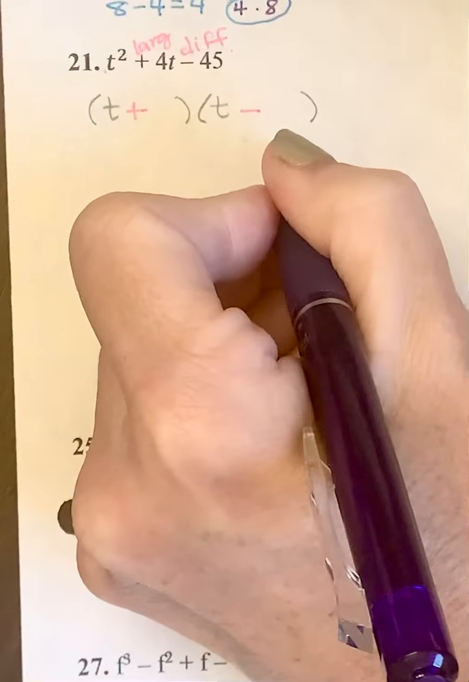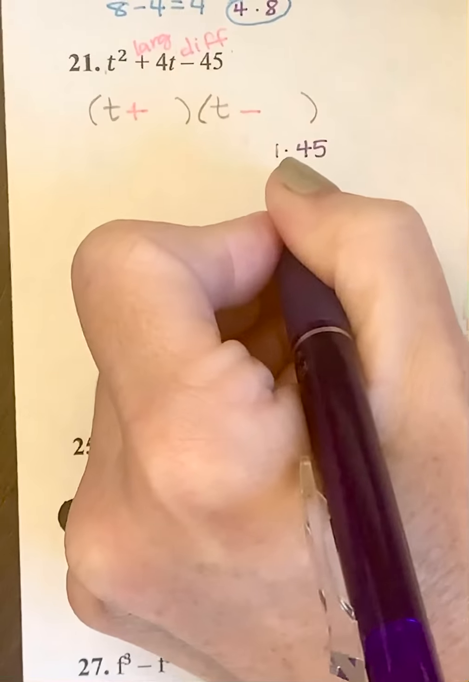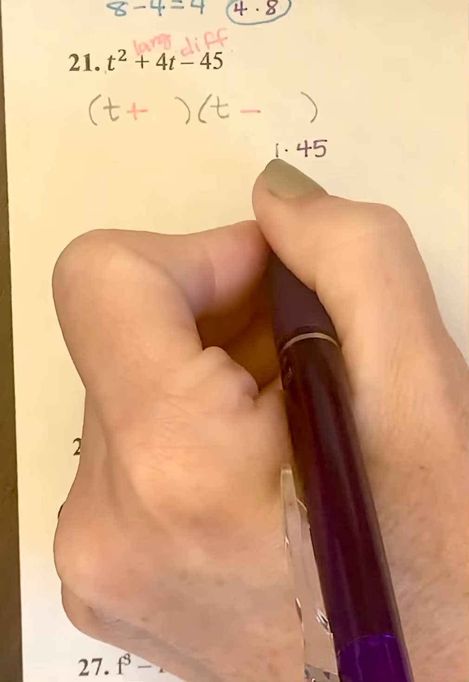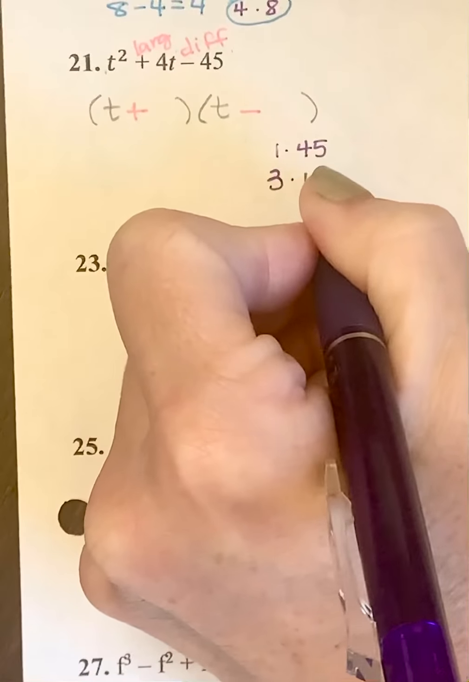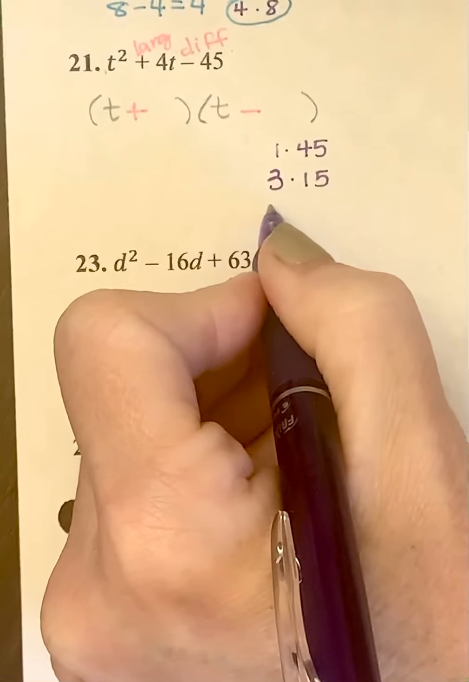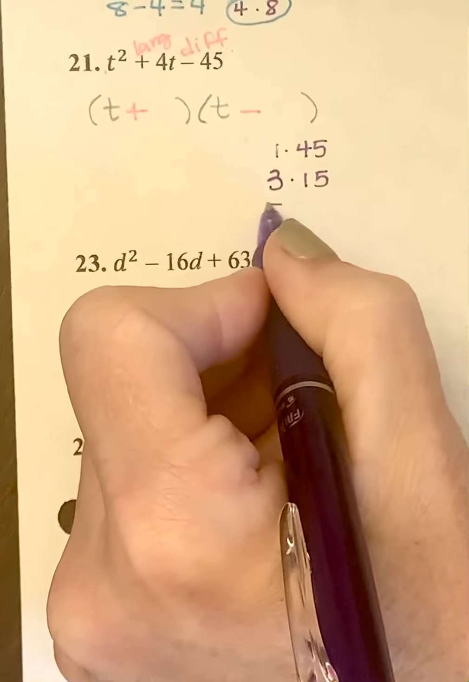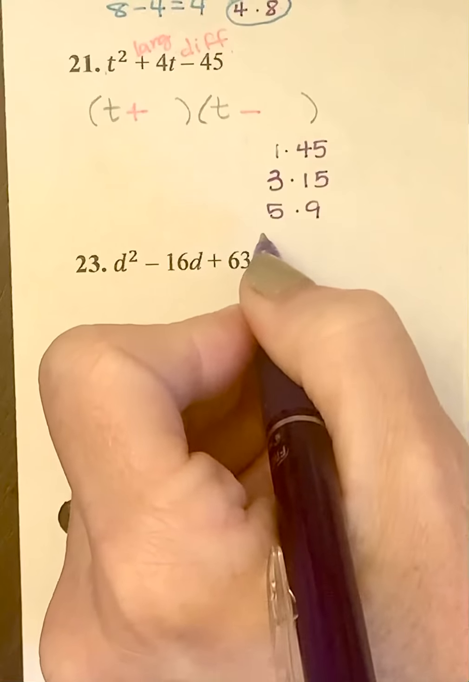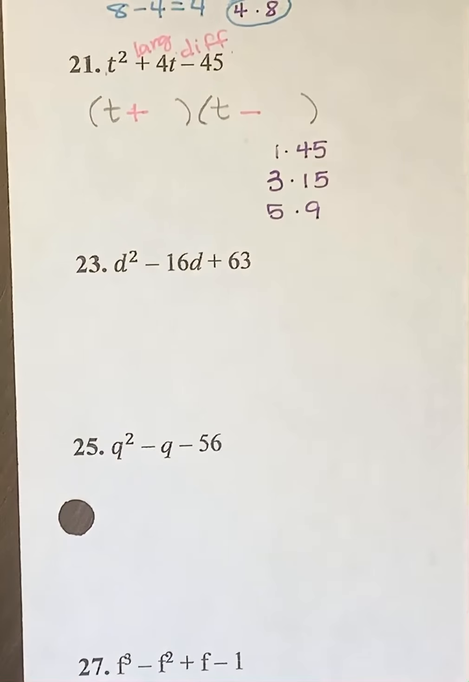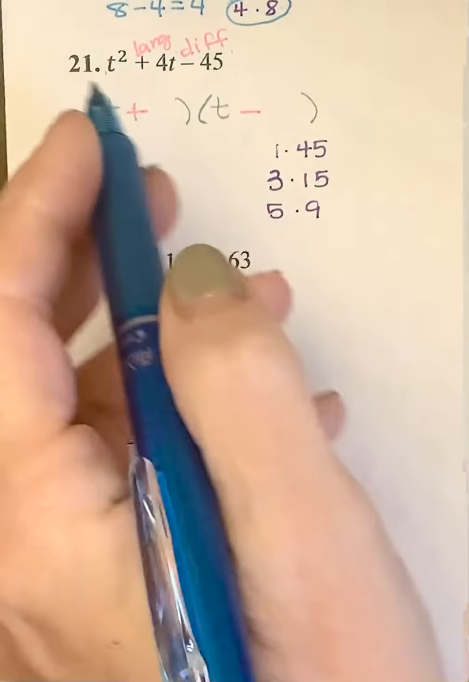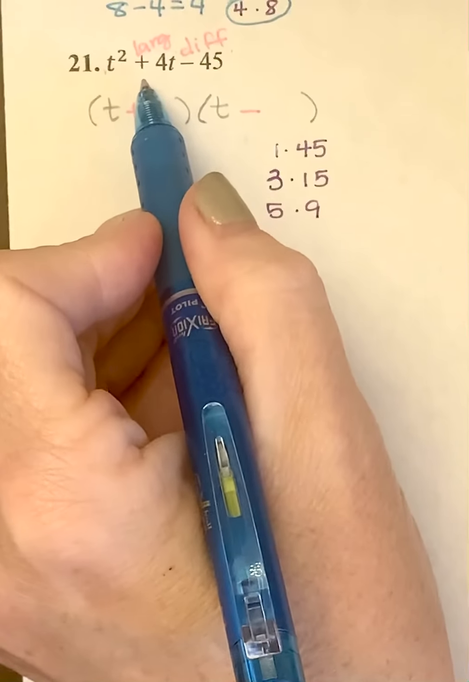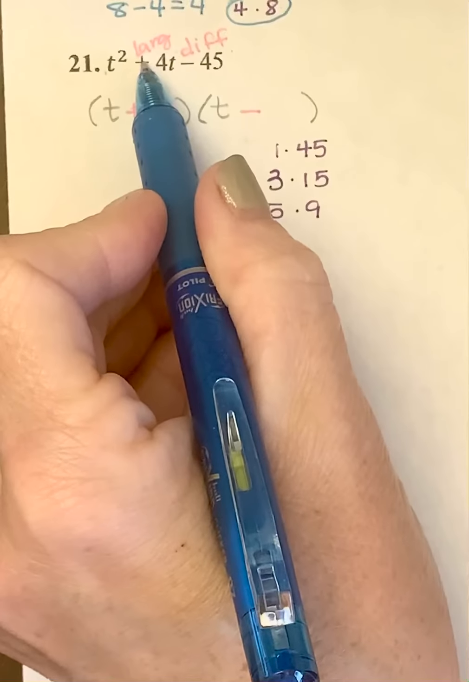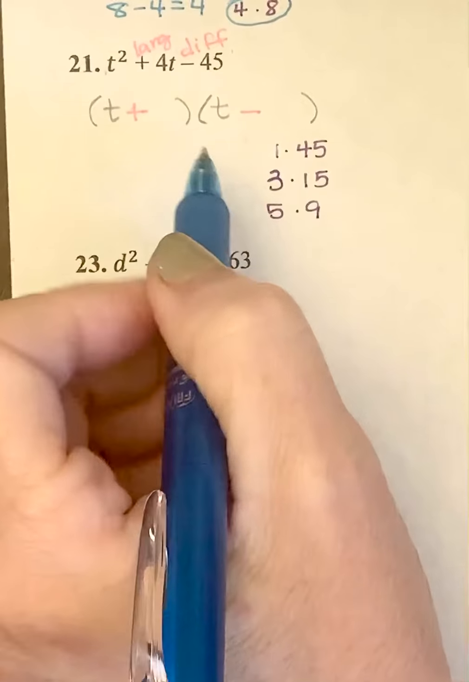The factor pairs of 45 are 1 and 45. 2 won't go into that. 3 will go into that 15 times. 4 will not go into it. 5 will go into it. 6 won't, 7 won't, 8 won't. Okay, so now I know the larger number will be positive, the smaller number is negative.